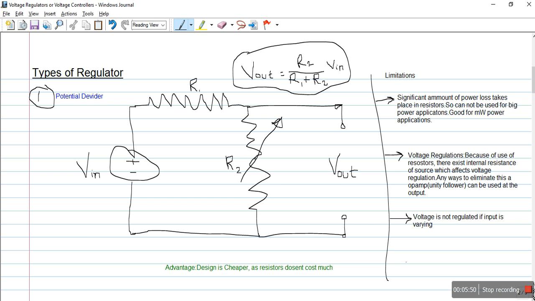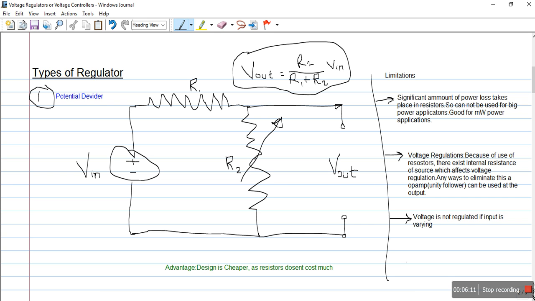Normally we don't use this circuit, the potential divider, in our daily life, but sometimes we use this as well. So where we use this and where we don't use this, because it has some limitations actually. I have listed out some limitations on the right hand side of the screen. You can see there. One of the bigger limitations is the power loss.